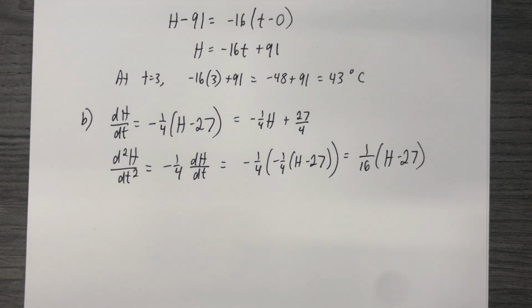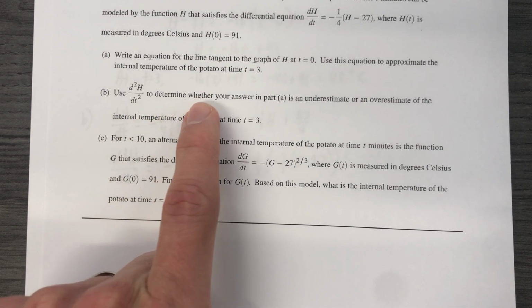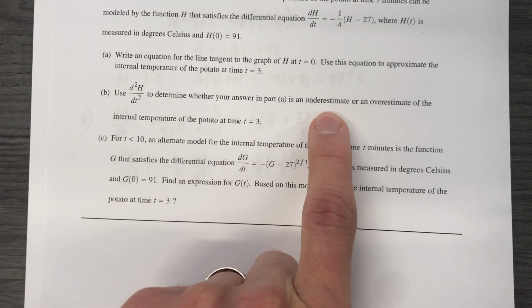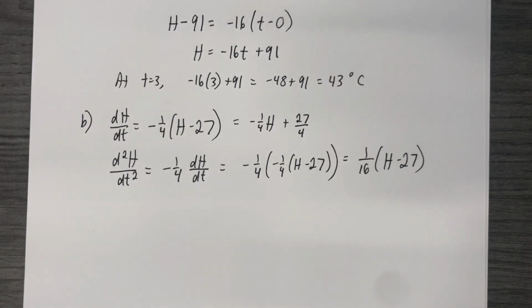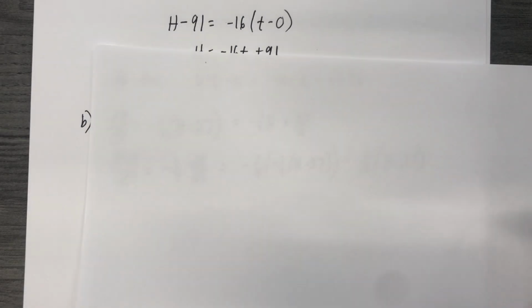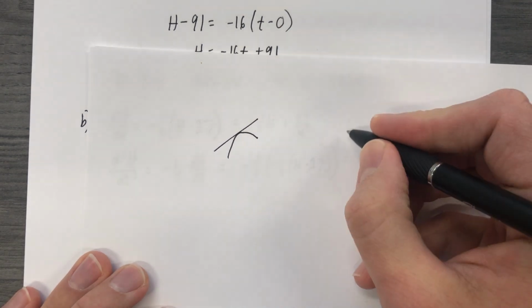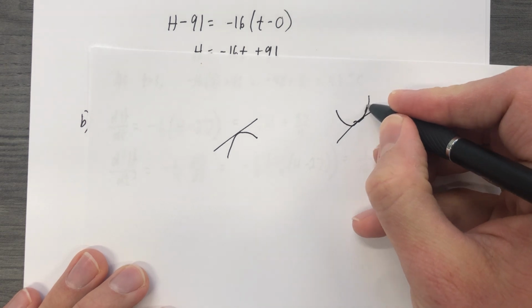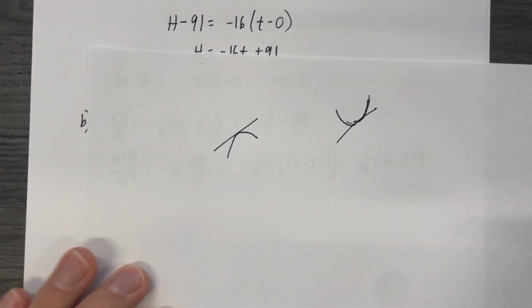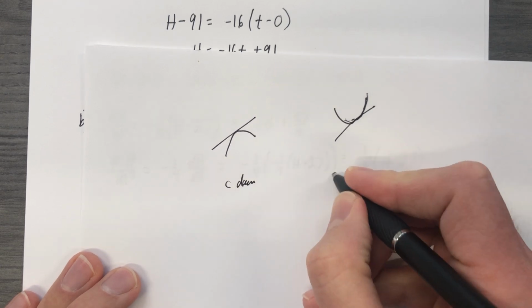So let's read the question again, part B. Use the second derivative, found it, to determine whether your answer in part A is an underestimate or an overestimate. Okay, here goes. Tangent lines can, bear with me now, overestimate or underestimate. Ooh, that's tragic. Oh, it's getting worse. No. Depending on concavity. This is concave down, and this is concave up.